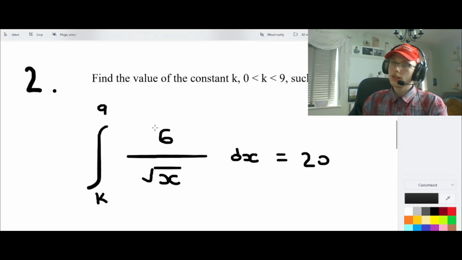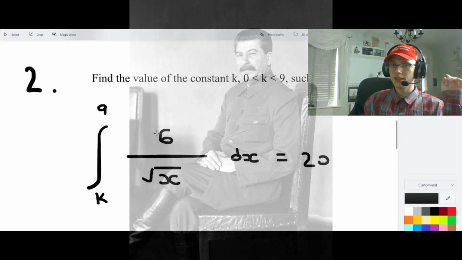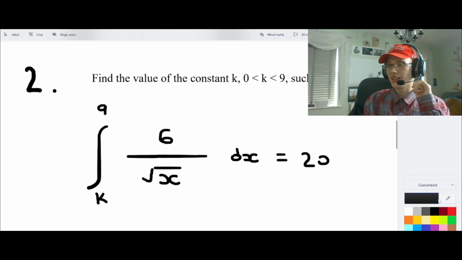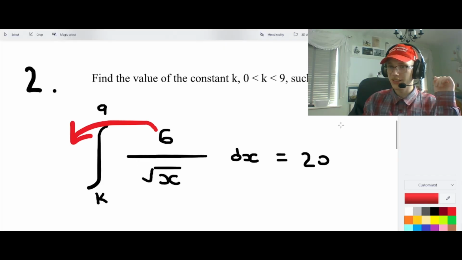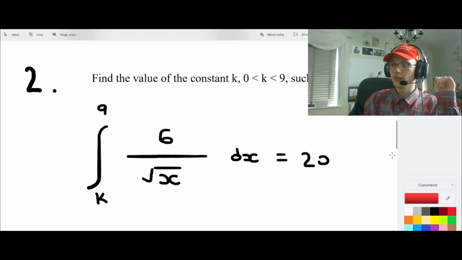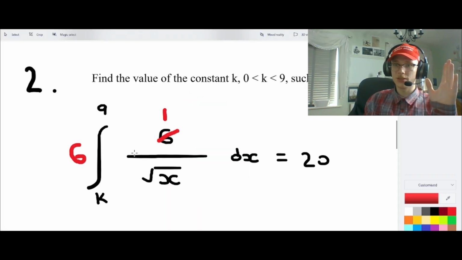So first off, we notice this 6 is kind of in the way, and you don't want it like that. So what most people would do here, skilled mathematicians, is put that 6 down here. So what we're going to do is cross this out, put a 1 here, and now here's a 6. This makes this much easier because you can just multiply through by that 6 on the end.